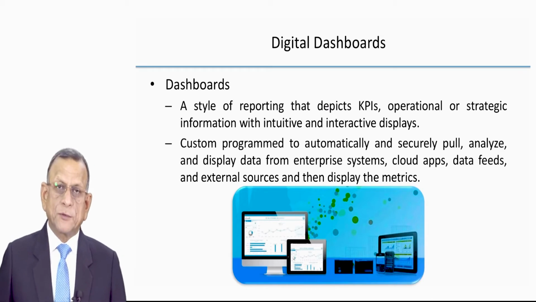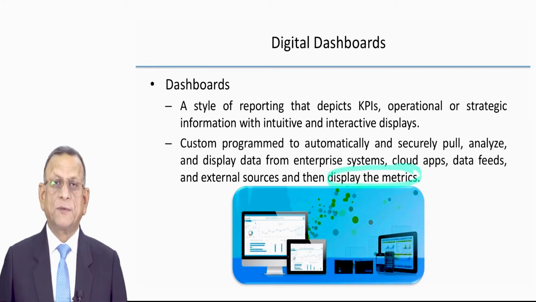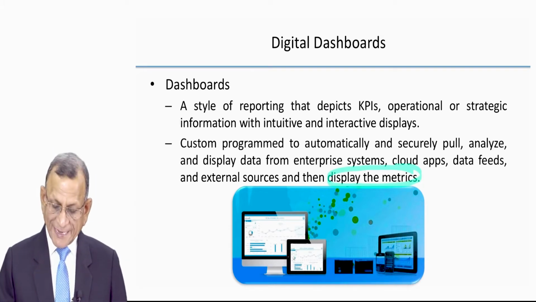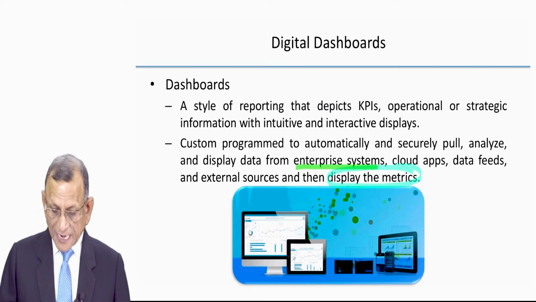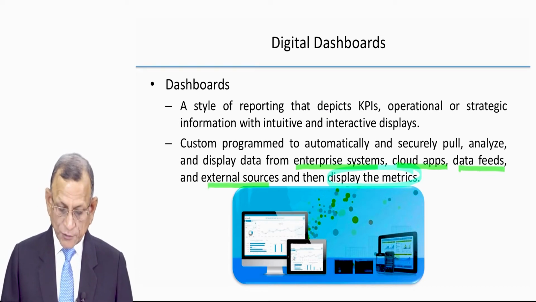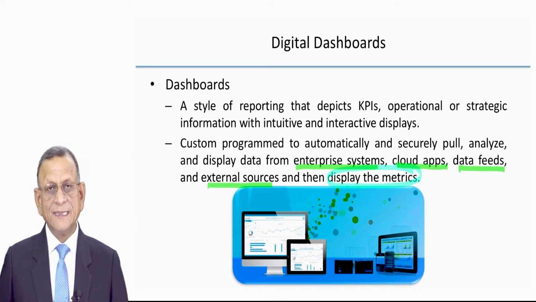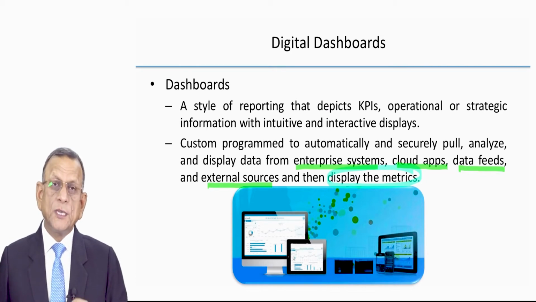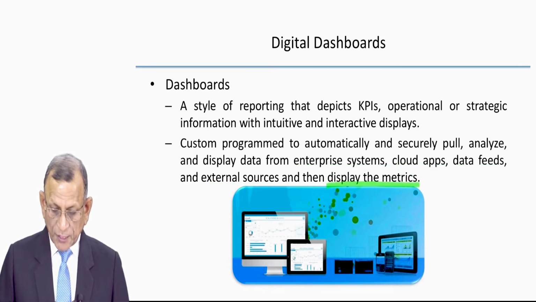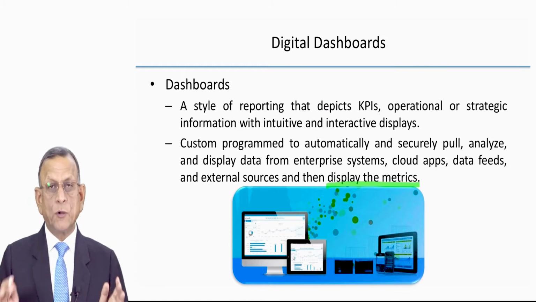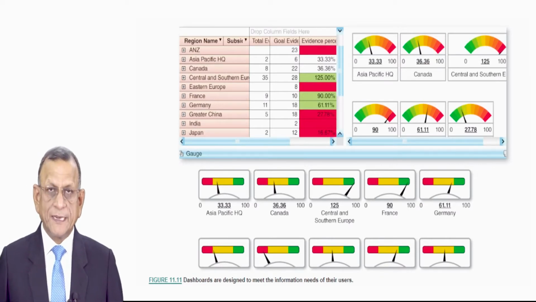Data is coming from multiple sources. Why? So that you may get a display of the matrix. From where are we getting data? We are getting data from enterprise systems, cloud apps, data feeds and external sources. The data is being received, analyzed, converted into key performance indicators and then shown to you on a display board in the form of a matrix. This is one example of a dashboard.